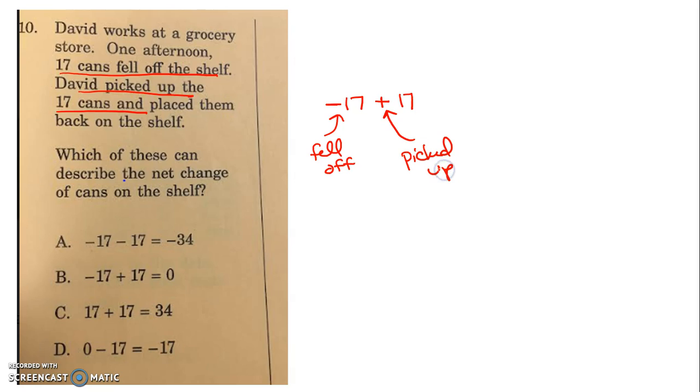Picked up those cans. And what's the overall change? Oh, there's not actually a change on that shelf. 17 fell off. You put 17 back on. The net change would be 0. As long as you pick back up what fell off, the actual number of cans on the shelf doesn't change. So it'll be letter B.